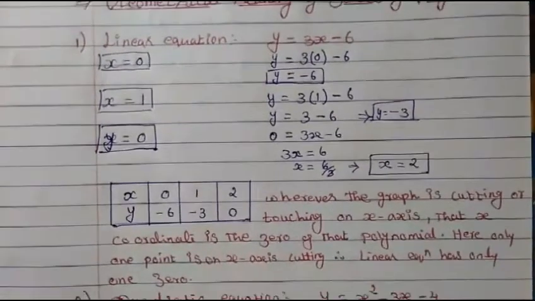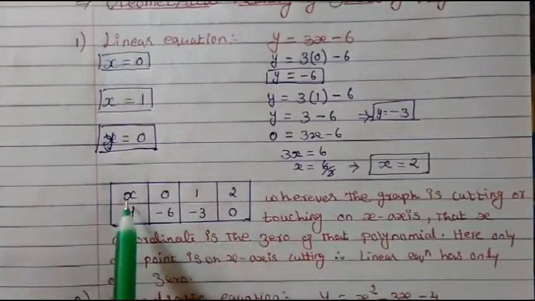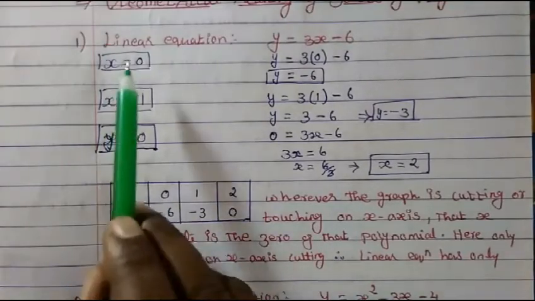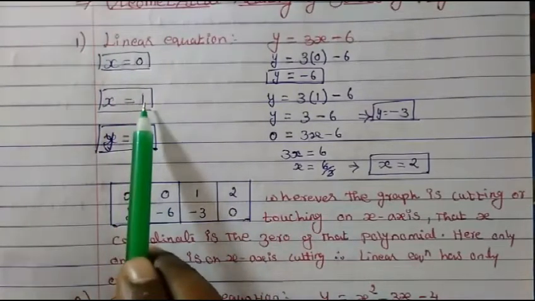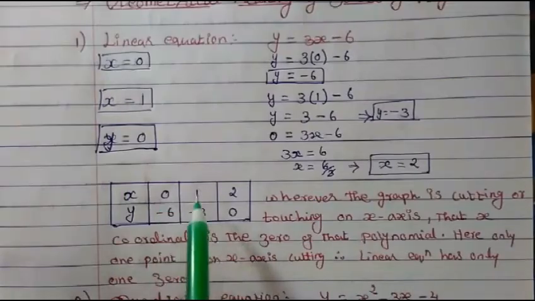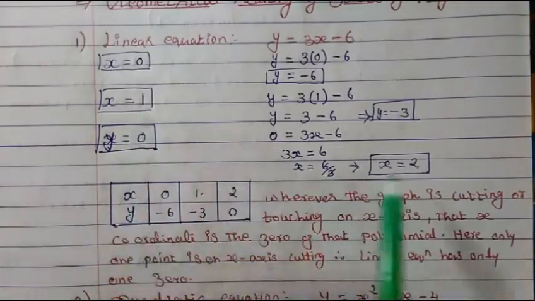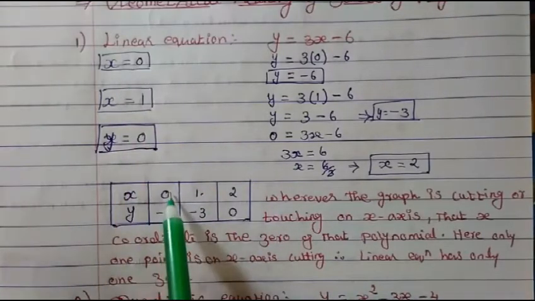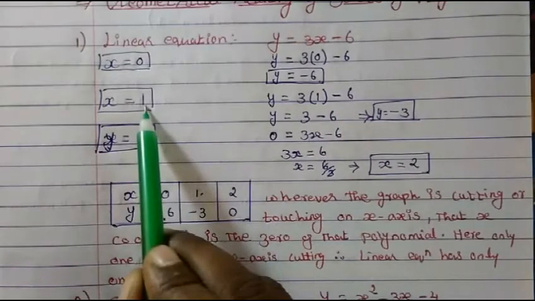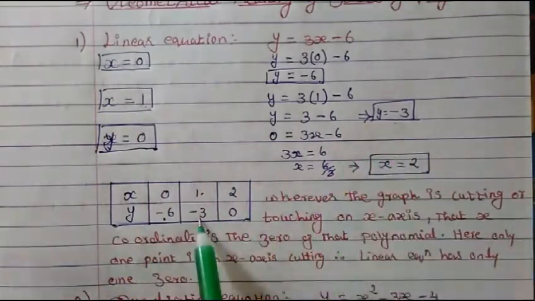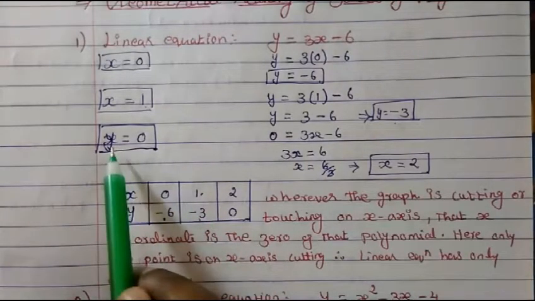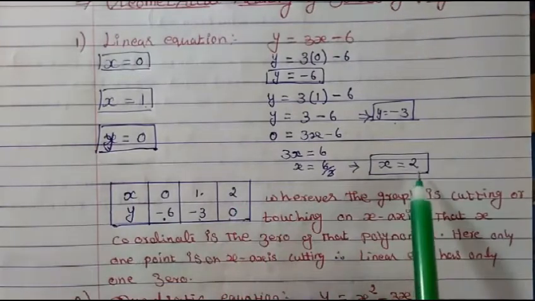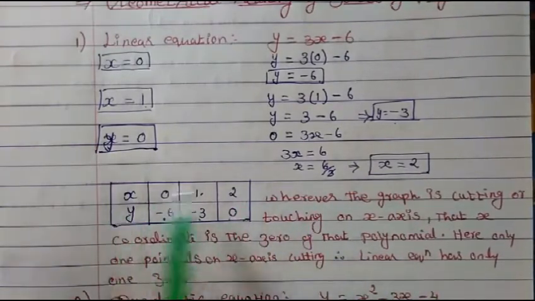After doing that, I have written them in a box now. The x value: I have taken x as 0, then x as 1, then here x value 2. In the same way, the y value: when I took x as 0, y value I got minus 6, so that I have written. When I took x as 1, y I got minus 3, so x as 1, y as minus 3. When I took y as 0, then x value I got 2. That's what I have written in the box.